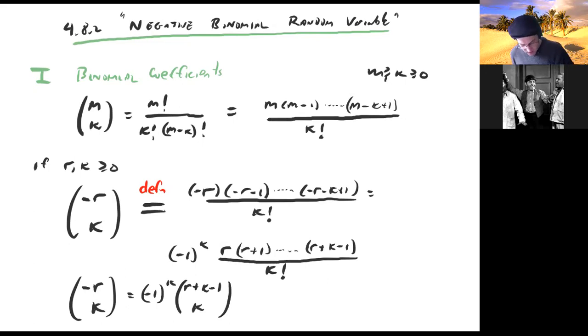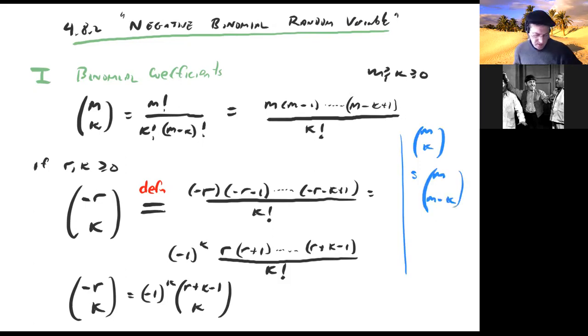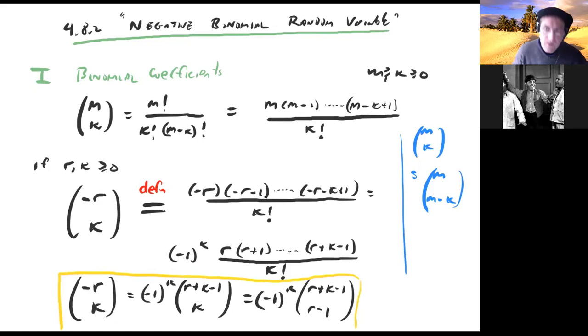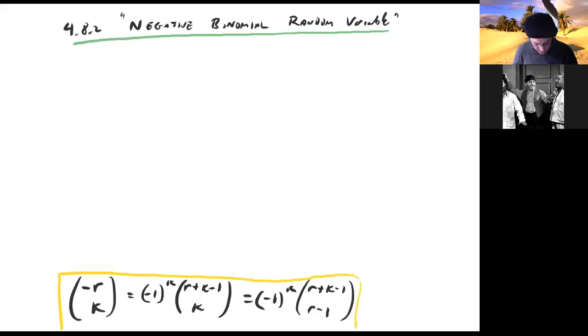And also, I should point out, remember that m choose k is equal to m choose m minus k. So this is also equal to minus 1 to the k, r plus k minus 1, choose r minus 1 if we wanted to write it that way. So let me circle this as a nice equation. Okay, so I'm going to save this slide. This expression boxed by the yellow ink is called a negative binomial coefficient.